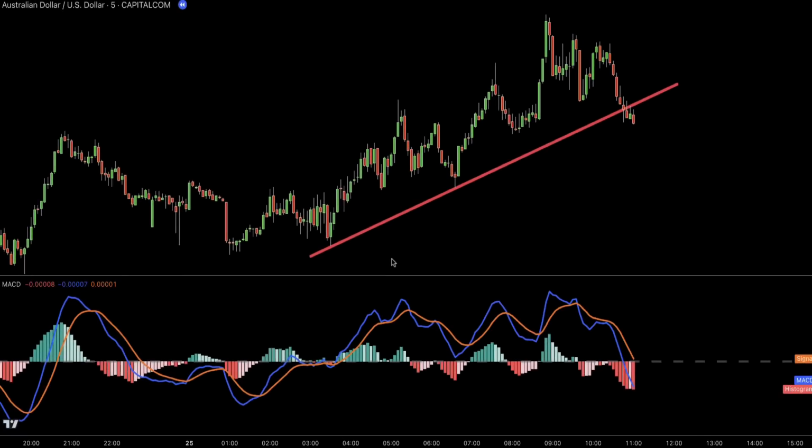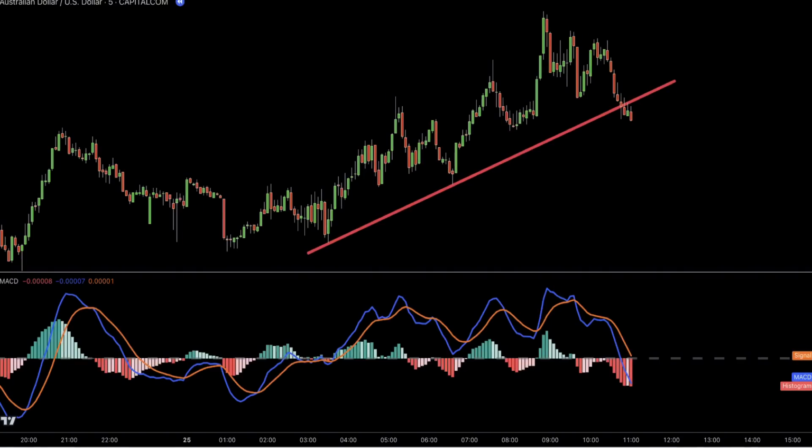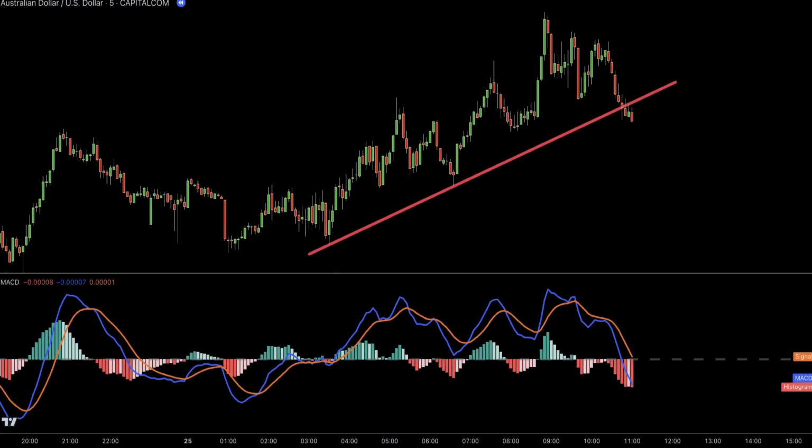Let's look at another chart example. This time, we're analyzing the Australian dollar, US dollar on a 5-minute time frame. On this chart, you can see a clear uptrending trend line. This trend line indicates that buyers have been in control, steadily pushing the price higher. However, what happens next? The market breaks below the trend line. This breakout signals that sellers are taking over, and the market may be preparing for a downward move.